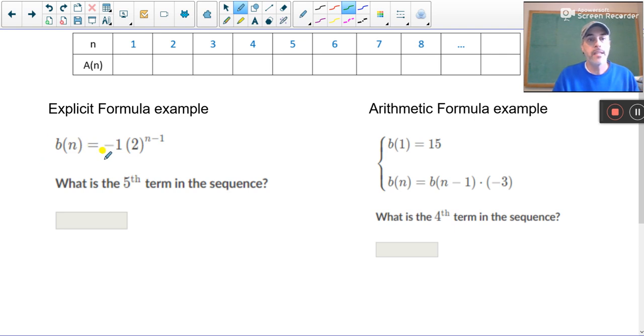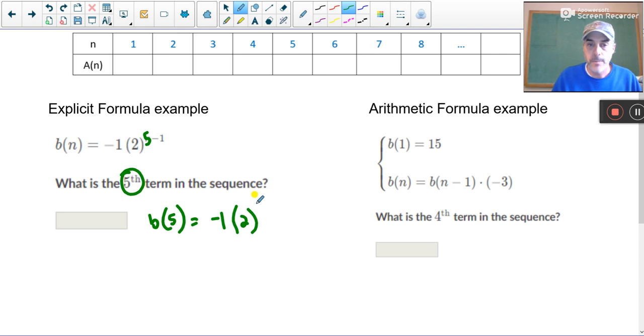This says b of n equals -1 times 2 to the n minus 1. Find the fifth term. So I'm going to be writing here b of 5 equals -1 times 2 to the 5 minus 1. And I'm just going to do this mentally. So instead of writing 5 minus 1, I just wrote the 4 here. Okay, so this is -1 times 2 to the 4th power.